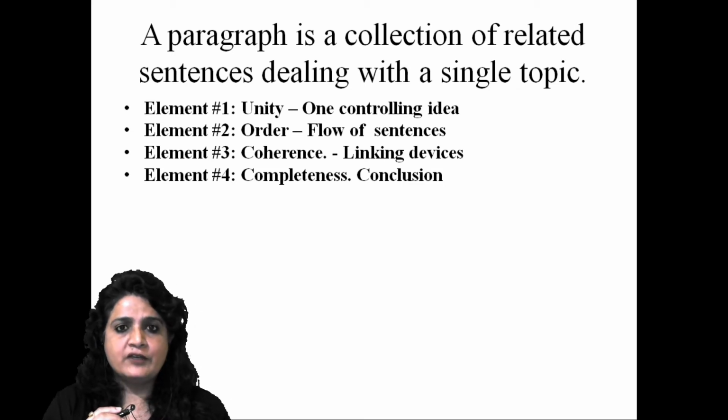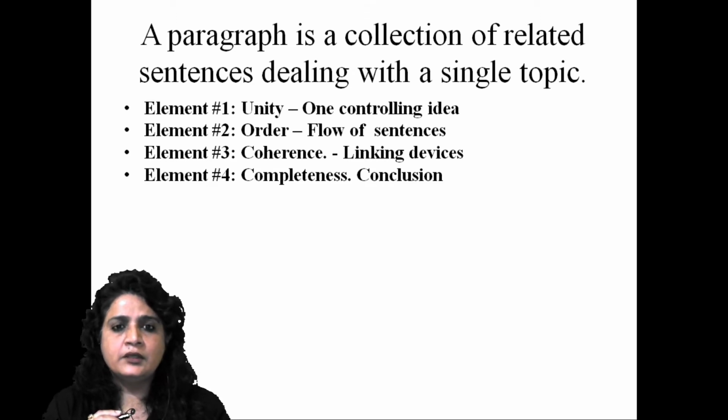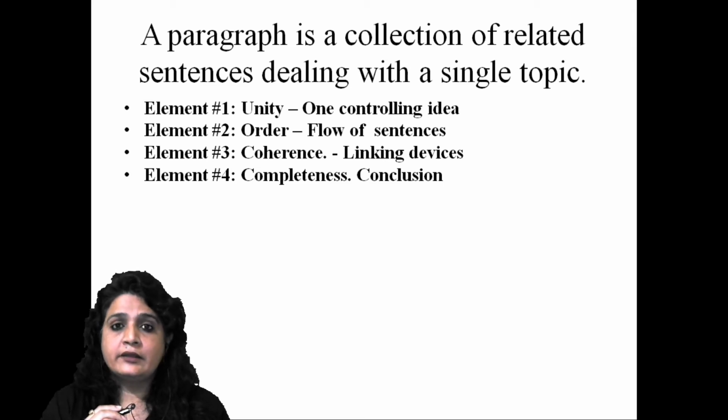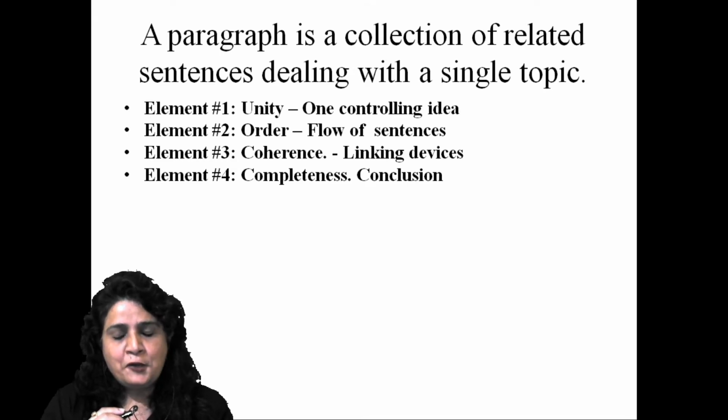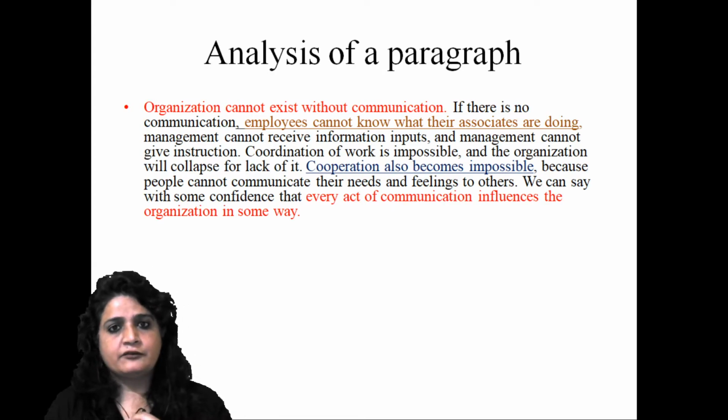A paragraph has to have unity, that means there has to be a single idea. A paragraph has to have an order, that means main idea, supporting details, conclusion. That's how it should be ordered. Third, coherence, that means there should be clarity put forward by linking devices, discourse markers, conjunctions, and pronoun references. And completeness, that means the conclusion has to be there. I hope we have some clarity about what a paragraph should have, right? Let's try to apply this understanding on this paragraph.